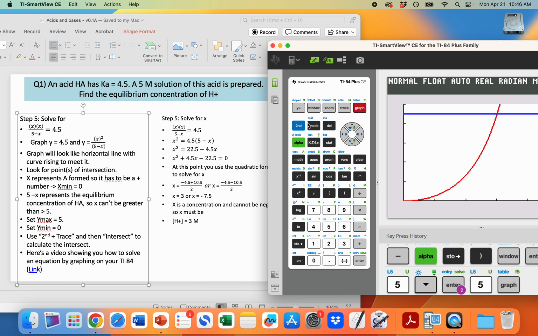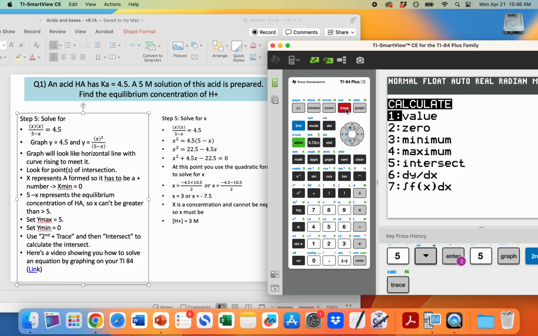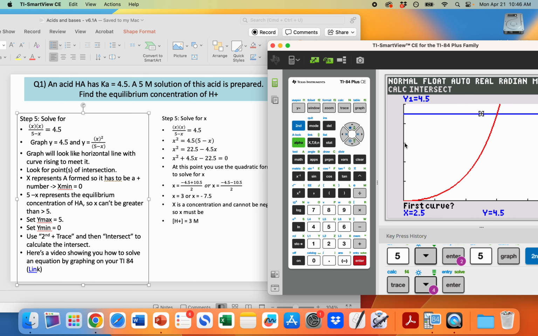The fastest way is to go to second, trace, and then you want to select intersect. So it's just going to ask you some questions, say yes, yes, it doesn't matter what your guess is. Yeah, so x is equal to 3, y is equal to 4.5. And that's your answer.